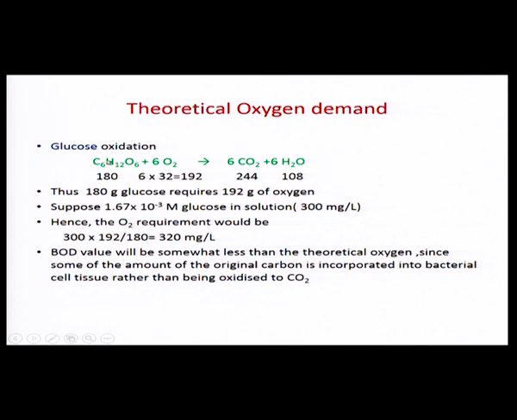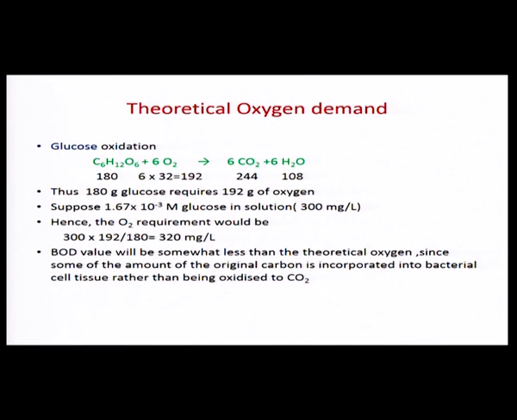So, 1 mole of glucose reacts with 6 moles of oxygen to form 6 moles of carbon dioxide and water. If you put in all the molecular weights, oxygen is 6 times 32, which is 192, carbon dioxide is 44 times 6, which is 264, and water is 108. So, as per this stoichiometric equation, we can see 180 gram of glucose requires 192 gram of oxygen.